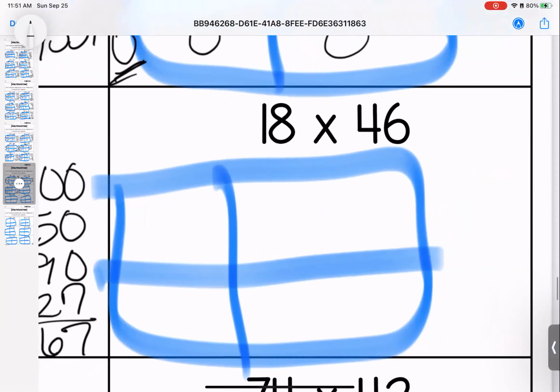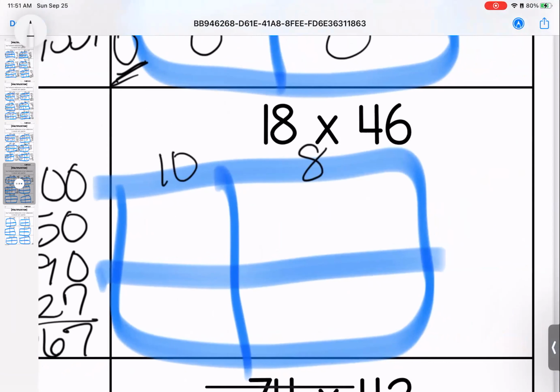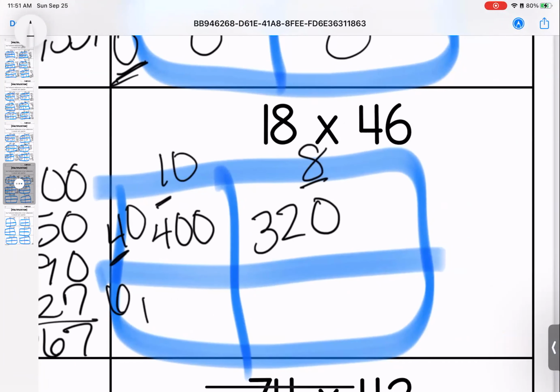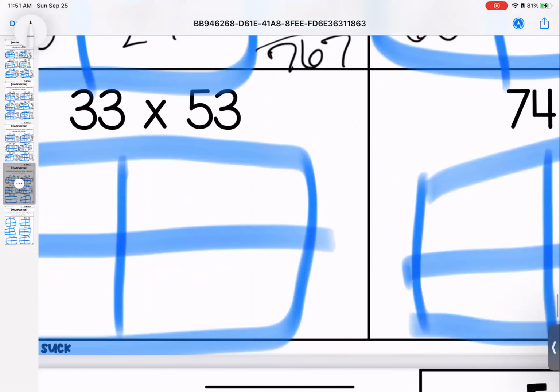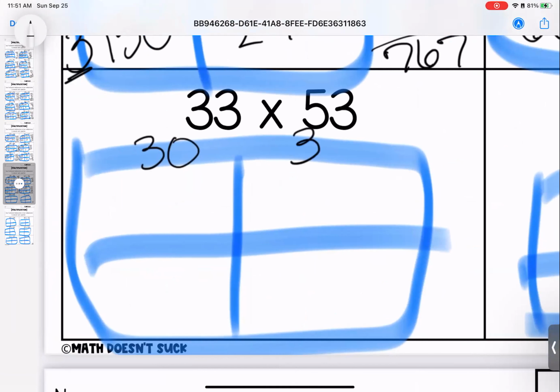767. Break it down to 10 and 8 and 40 and 6. 4 times 1 is 4. We add 2 zeros. 4 times 8 is 32, a 0. 6 times 1 is 6. We add our 0. 6 times 8 is 48. We stack, we add, and we get 828. Last 2. Break it down to 30 and 3 and 50 and 3.